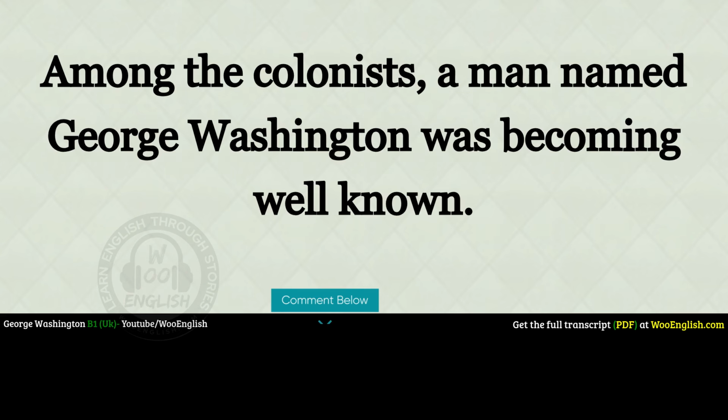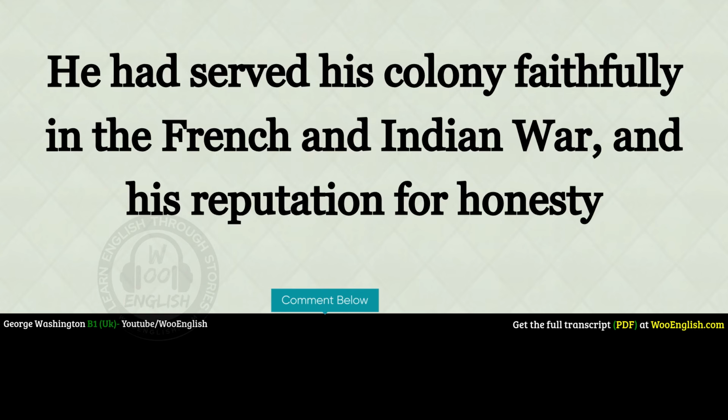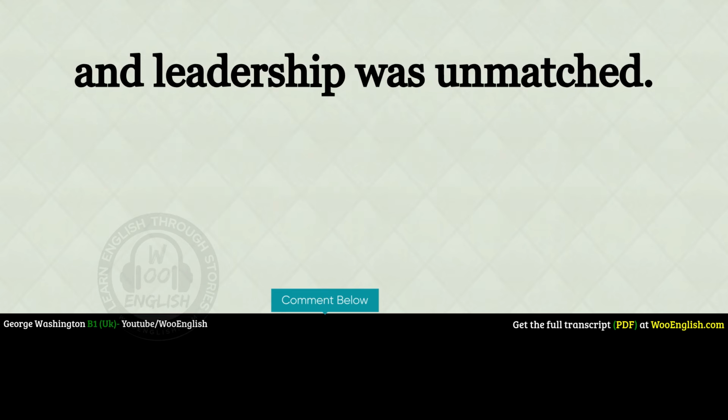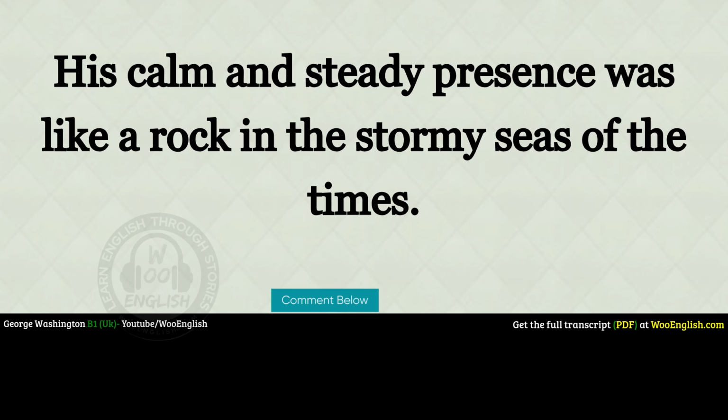Among the colonists, a man named George Washington was becoming well known. George was a respected landowner and soldier in Virginia. He had served his colony faithfully in the French and Indian War, and his reputation for honesty and leadership was unmatched. People looked up to him. They trusted him. He was a man of few words, but when he spoke, people listened. His calm and steady presence was like a rock in the stormy seas of the times.